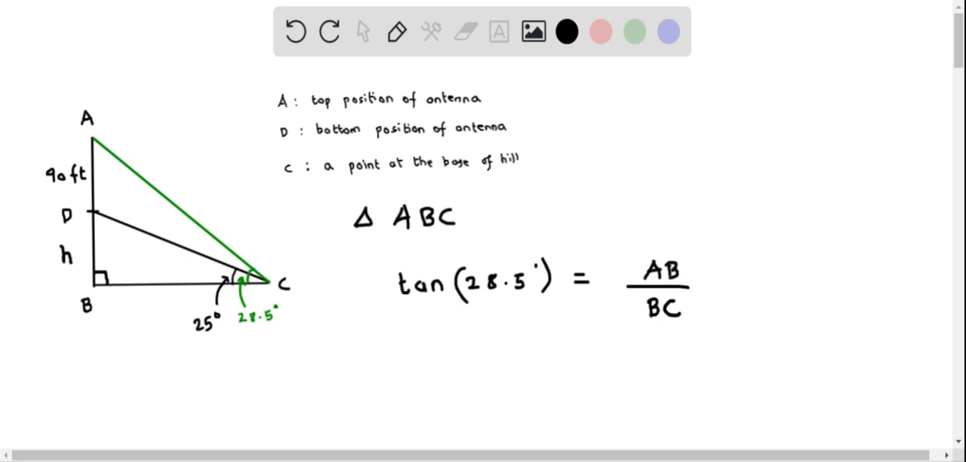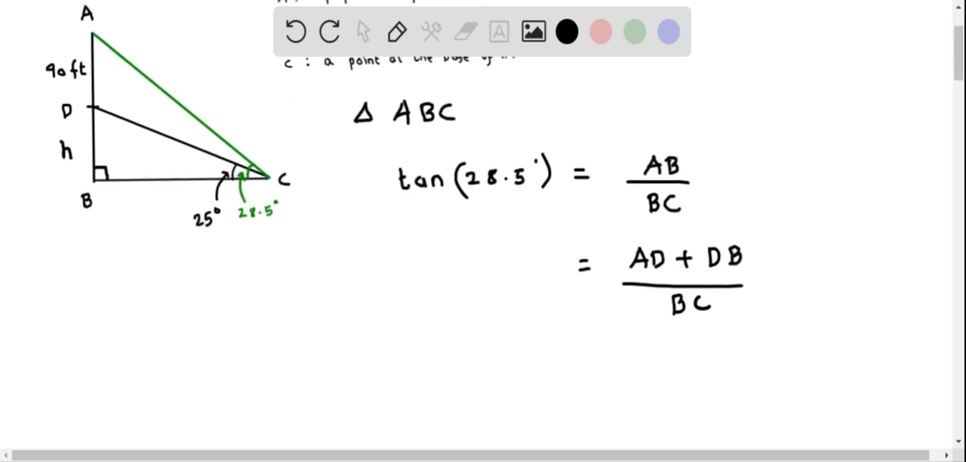And so we can rewrite this as: AB basically represents the distance AD plus DB, and we write BC as it is. And so AD equals 90 feet, which is the antenna's height. So we put 90 plus DB, which represents the height of the hill. We have represented this by H, and this is divided by BC. And on the left side, we have the tangent of 28.5 degrees.